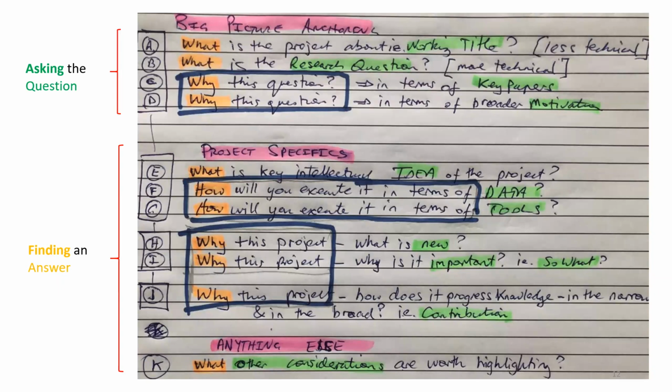To give you a better feel for how these different elements fit together, please refer to this slide. And there's quite a few things happening in this slide. If you look down the left-hand side, I'm labeling the items into two groups. The first four items, items A through D, I'm suggesting to you are about asking the question. And the question here is the research question.